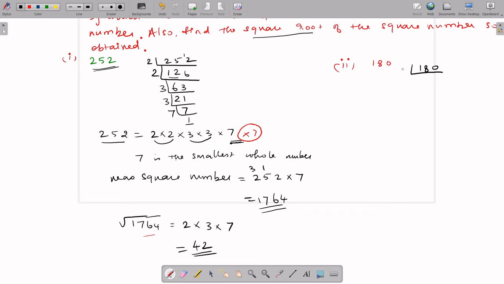Okay, use 2. 9 2s are 18, and here the 0 you have to write it. Again this goes with 2. 4 2s are 8. 1 is there. 5 2s are 10. Okay, and then here 45 is there, no?